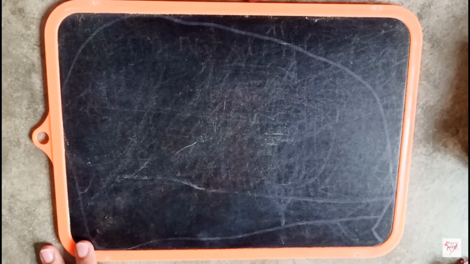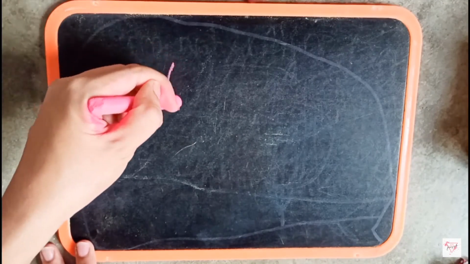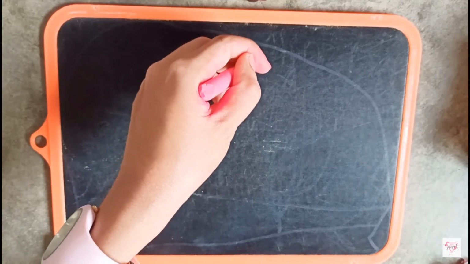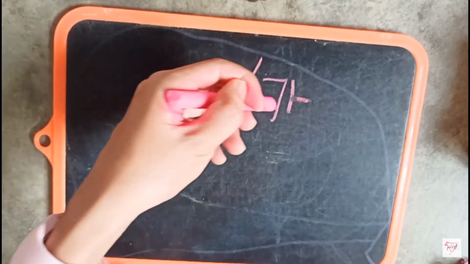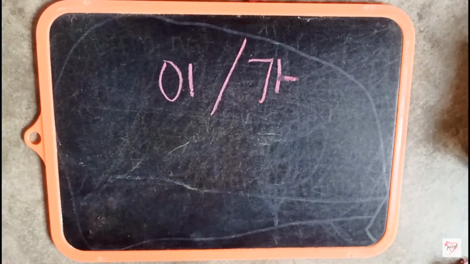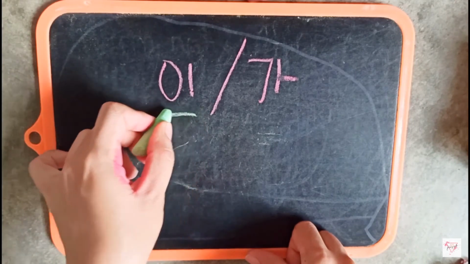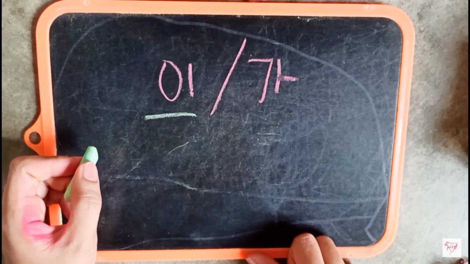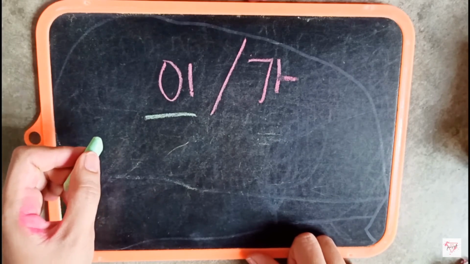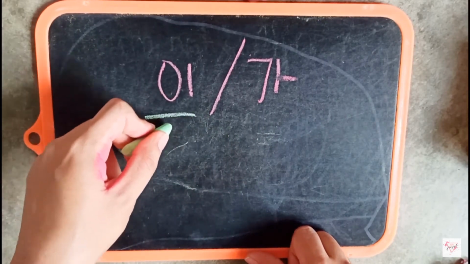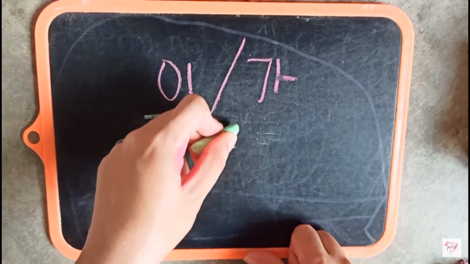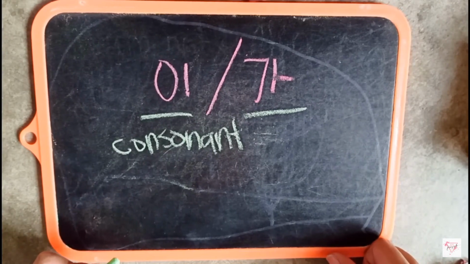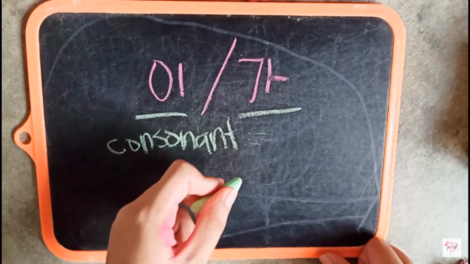Now, let's go to the subject marker particles i and ga. I is used when the noun or the subject ends in consonant. Then ga is used when the noun or the subject ends with a vowel.